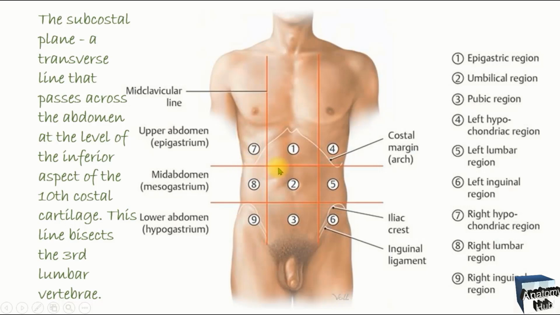So this line that passes across the abdomen at the level of the inferior aspect of the 10th intercostal space, or you can say the 10th costal cartilage, and this line that bisects the third lumbar vertebra.